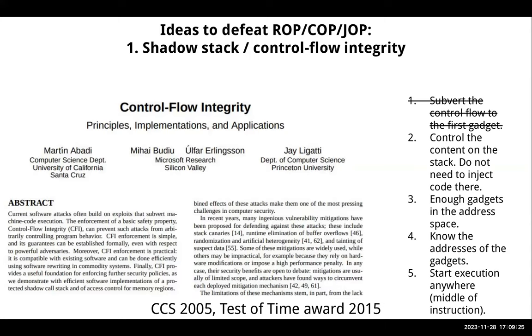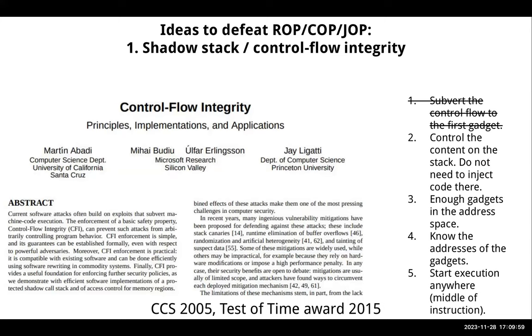As you can see, in this paper the authors proposed a property called control flow integrity, which means the control flow should not be modified or tampered with from some predefined control flow graph, okay? So we will never allow any control flow to places that we should never go, right? That's the basic idea. That's a basic security property. However, it's not easy to achieve this property.